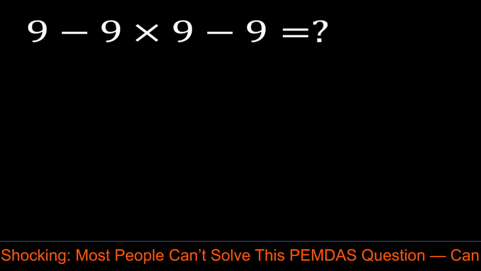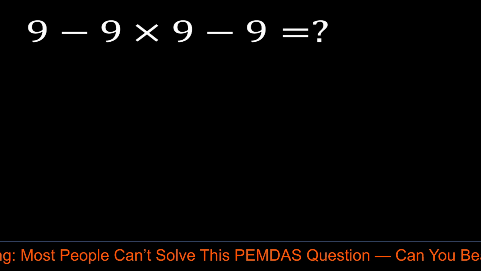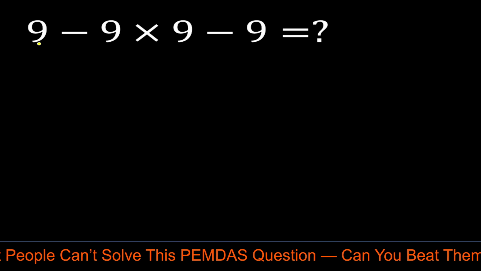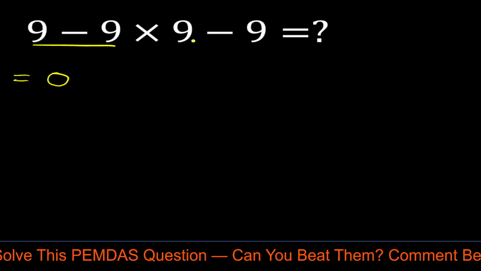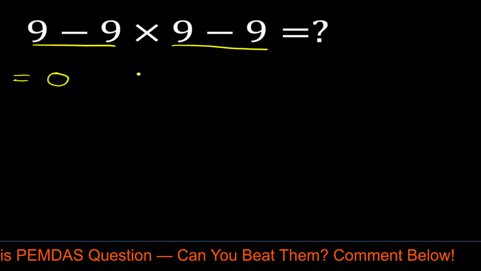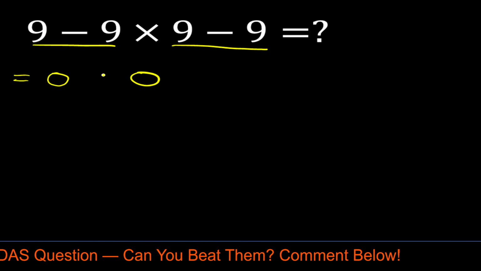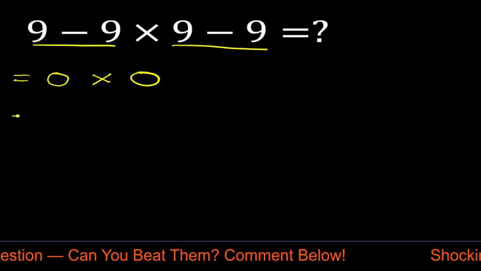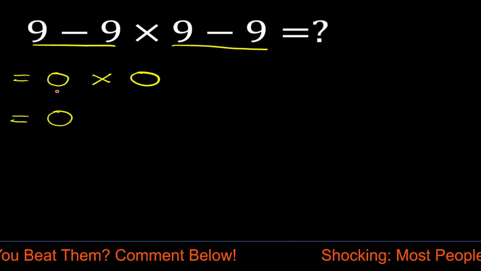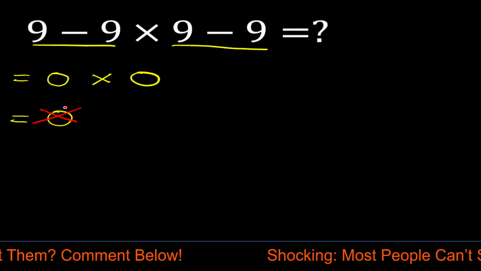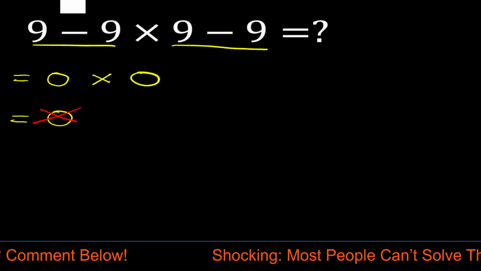So most people solve this question like 9 minus 9 is equal to 0, right? Then again 9 minus 9 is equal to also 0. Now 0 times 0 is equal to 0, right? But this answer is not correct. This answer is completely wrong.